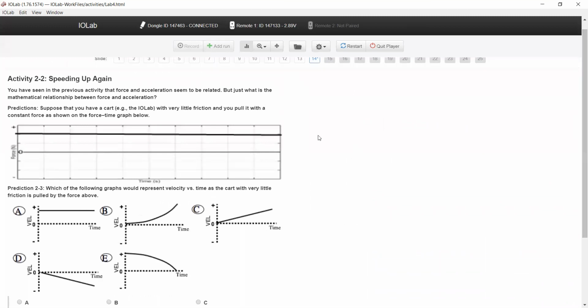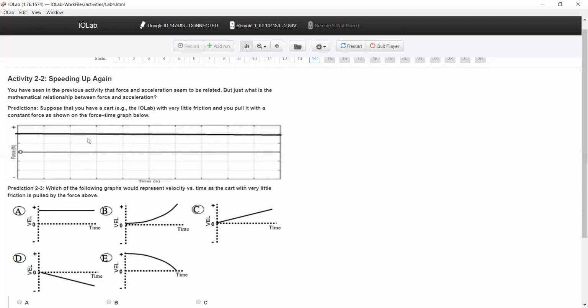I think we are speeding up again. You have seen the previous graph, and force and acceleration seem to be related. So if we have this kind of force, acceleration is also similar. You have a positive acceleration here. If you remember from previous labs, you should be able to get the idea. Acceleration is positive, so that can be speeding up.